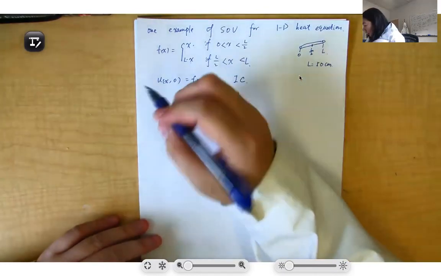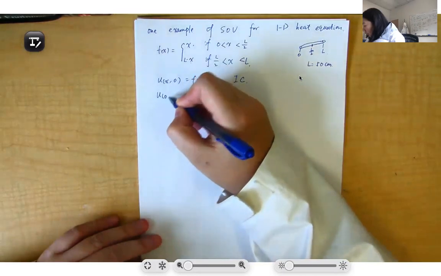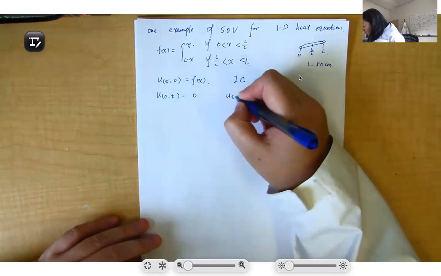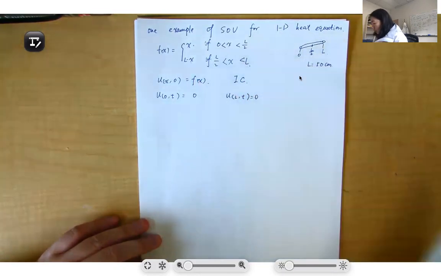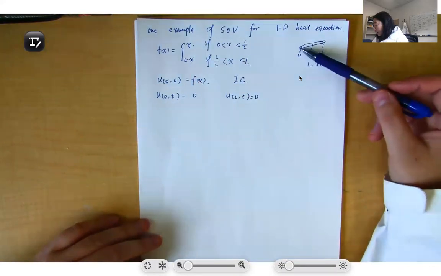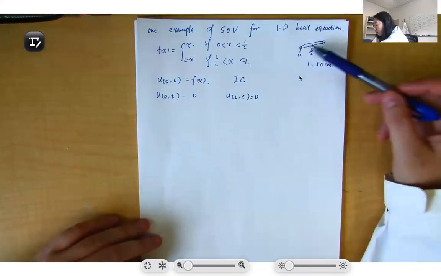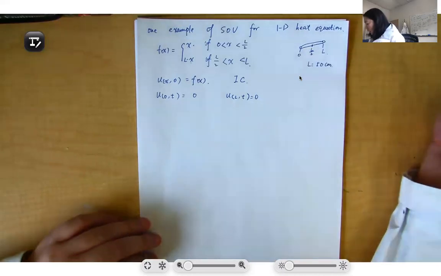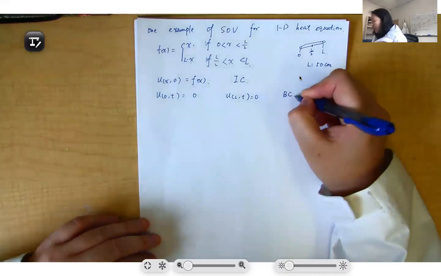The boundary conditions are u(0,t) equals 0 and u(L,t) equals 0. So at all times, the temperature at the ends of the rod will be equal to 0. So these are the boundary conditions.